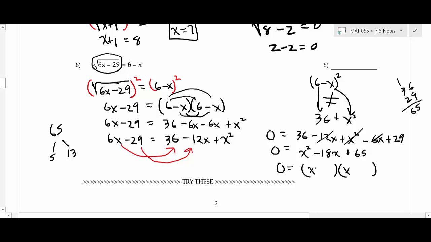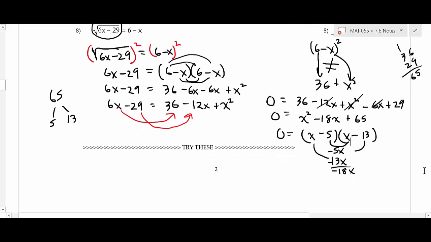So what we have is you have 5 and 13, and then you're going to have 2 minus signs, because that middle term is, the inner is 5x, the outer is 13x, so you're trying to make that combine to negative 18x, so you would have that, okay? So we got that. Does that look familiar to everybody? Okay, I hope so, okay?